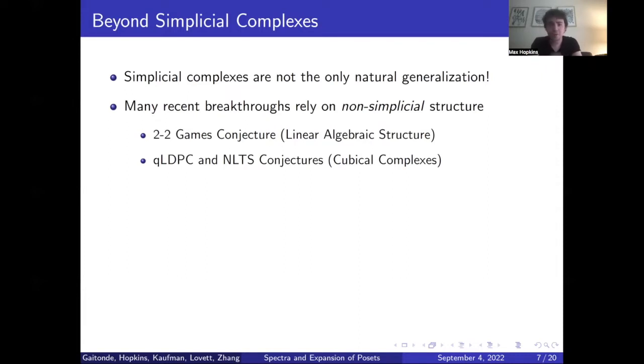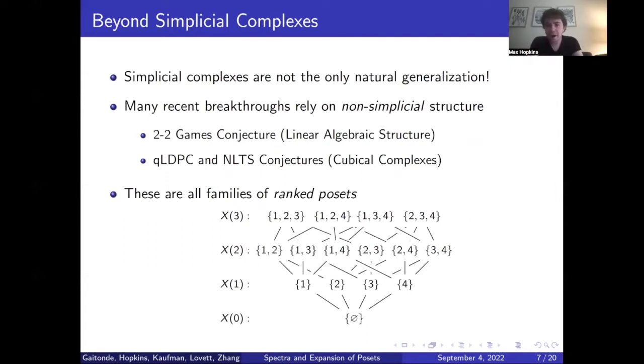The second case, which we'll focus on a little bit less, is these recent resolutions of the quantum low density parity check codes and the NLTS conjecture, which were big problems in quantum complexity. These were solved recently using notions of high dimensional expansion on cubical complexes, which I won't go into too much detail about, but which are in some very crucial way non-simplicial. It turned out to be very important to move away from simplicial structure to prove these conjectures.